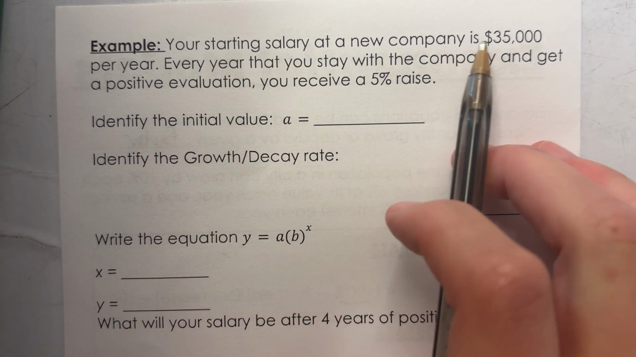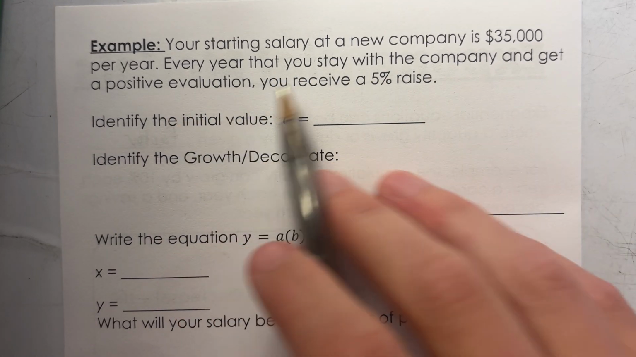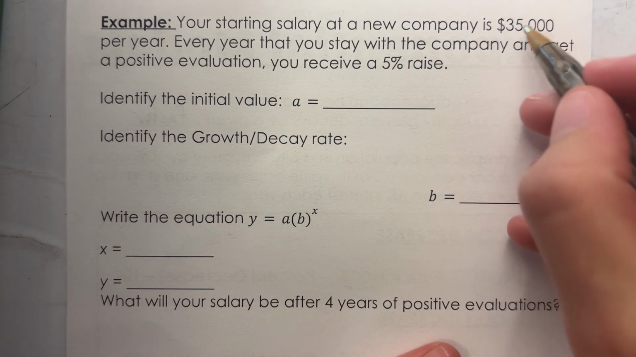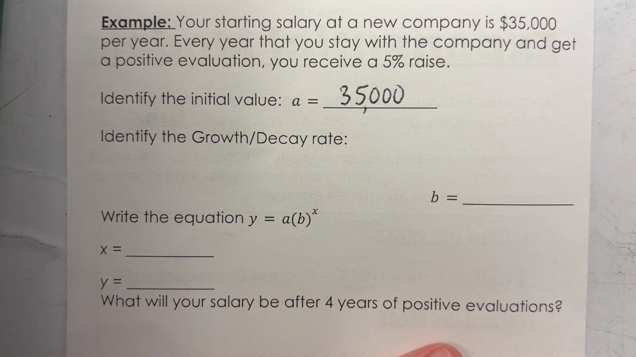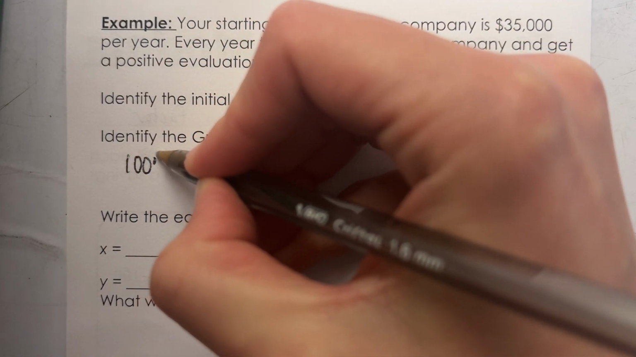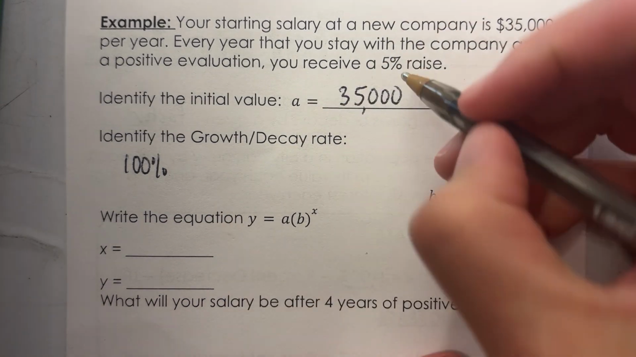Your starting salary at a new company is $35,000 per year. Each year that you stay with the company and get a positive evaluation, you receive a 5% raise. The initial value is the starting value. It's 35,000. Now, the growth or decay rate. Remember, when I'm calculating growth or decay, it always starts with 100. Always, always, always. In this case, I'm receiving a 5% raise.